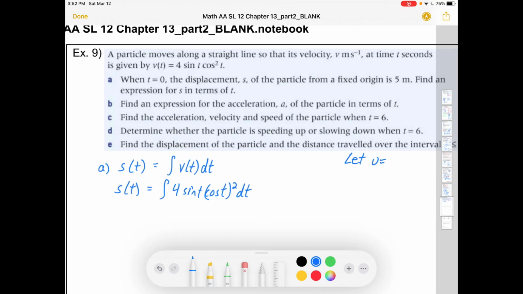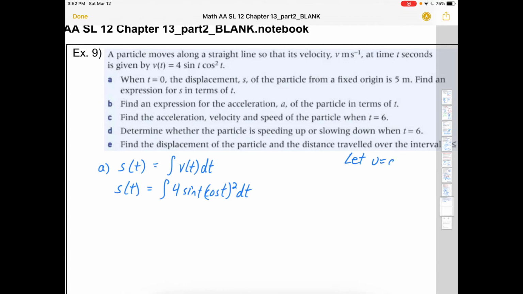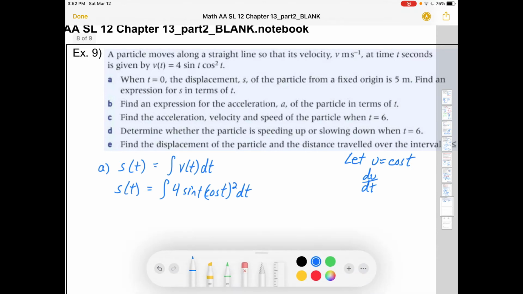So when I'm looking at this, I'm saying they each have a derivative to do with each other, like derivative of sine is cosine. Also, derivative of cosine is negative sine. The one that has something applied to it, or power applied to it, is cosine, though. So that's the one I'm going to make my u. And then I'll figure out du by dt, and that will be negative sine of t. And then I look and I say, oh, I don't have negative sine t. I have positive 4 sine t.